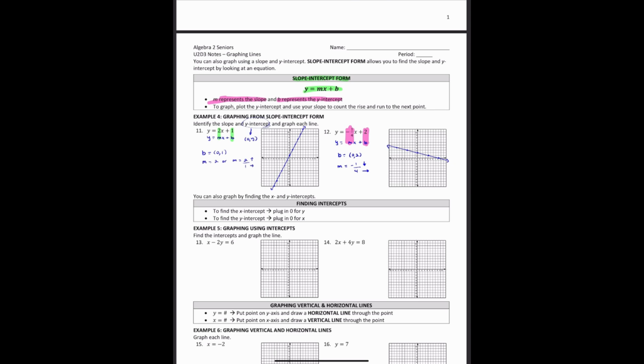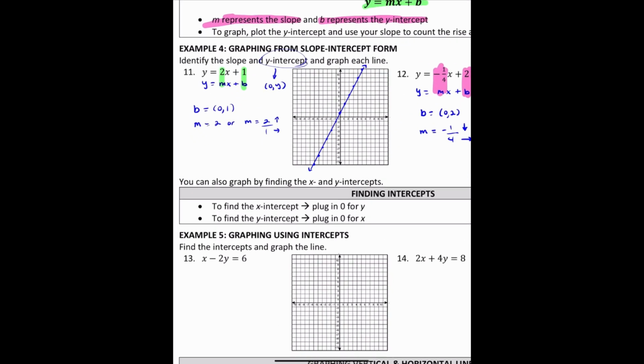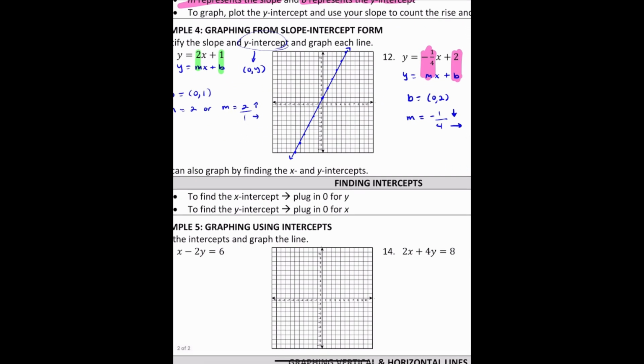Now, remember we talked about x-intercepts and y-intercepts. One more time, x-intercept just means where the line crosses the x-axis. We plug in 0 for y. To find the y-intercept, that just means where the line crosses the y-axis. We just plug in 0 for x. So an x-intercept is always in the form x comma 0, and the y-intercept is in the form 0 comma y.